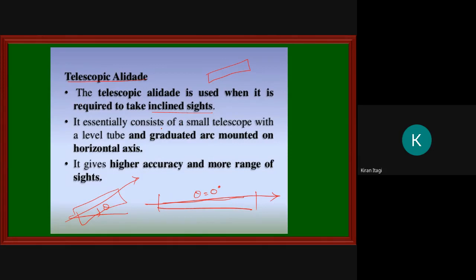It essentially consists of a small telescope with a level tube and graduated arc mounted on the horizontal axis. It gives higher accuracy and more range of sight. Two things are important: longer range and higher accuracy, and inclined sight.